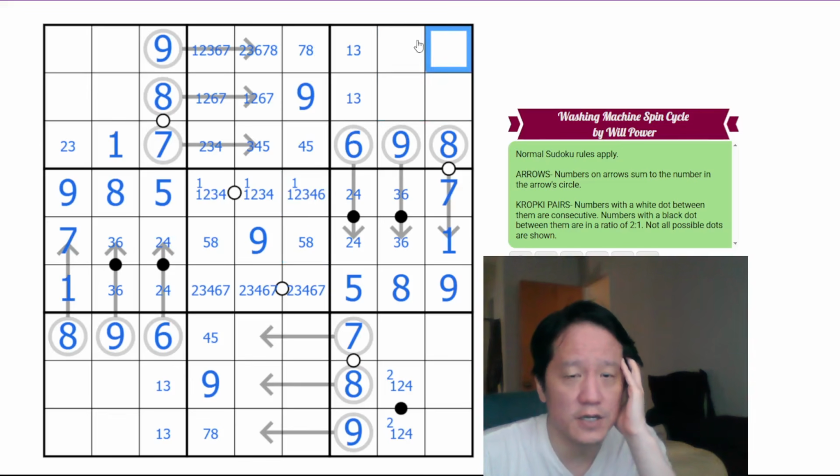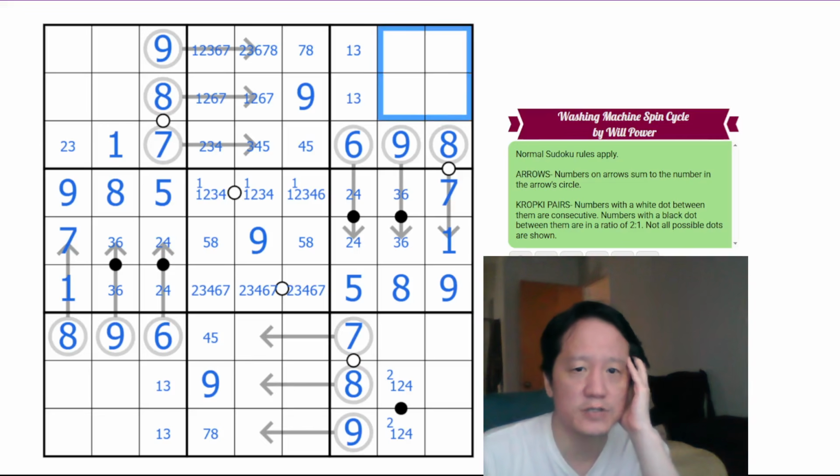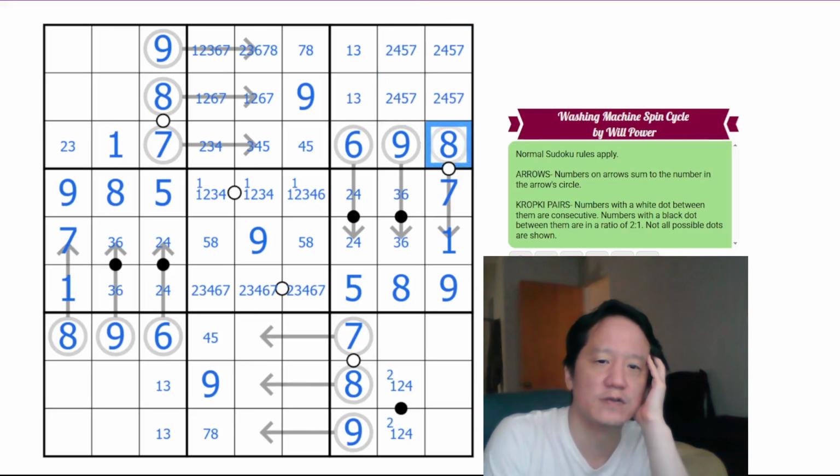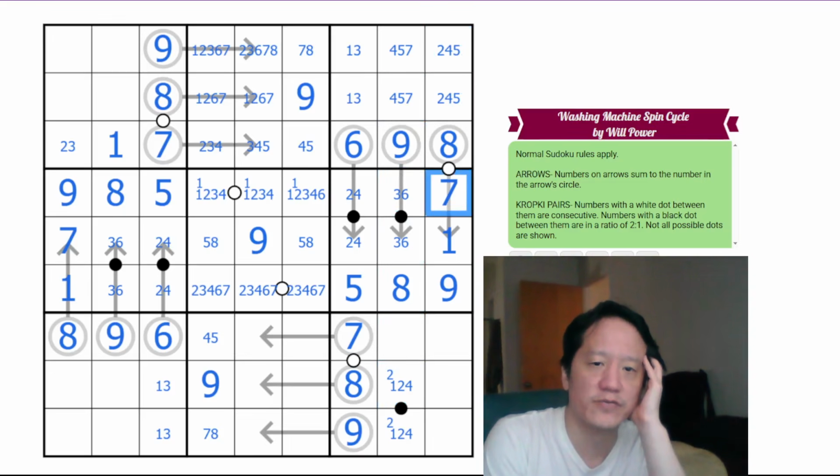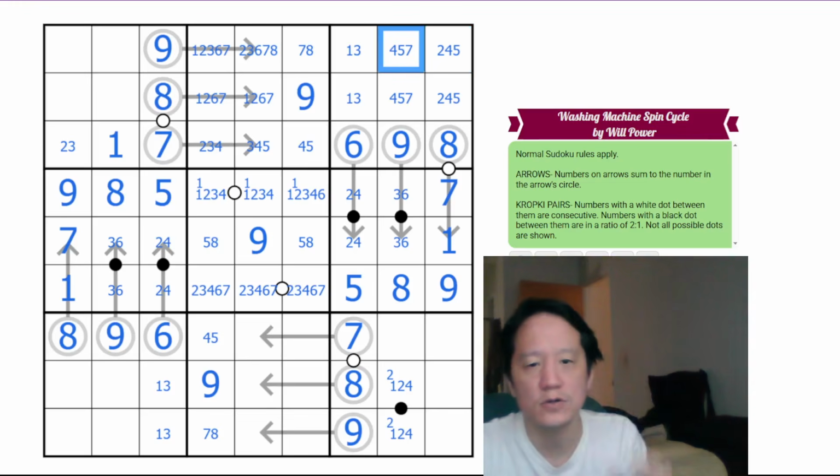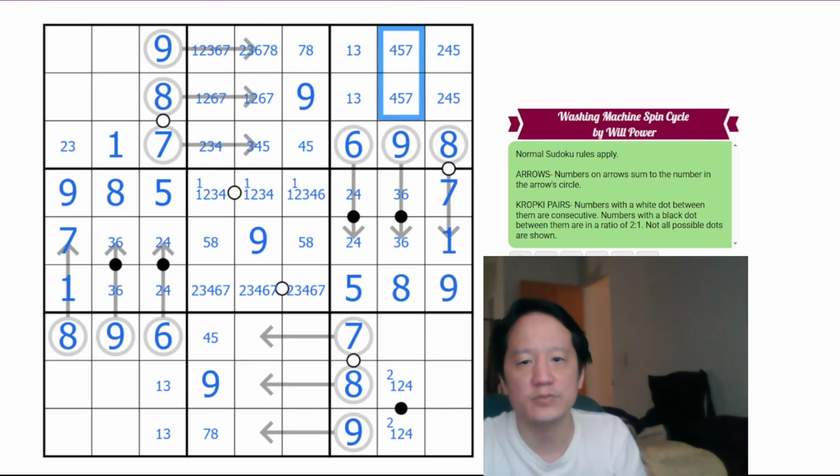Remaining digits in this upper right-hand box. We have 2, 4, 5, 7. 2 cannot be either of these because of 2 being in the column here. 7 cannot be any of these because of 7 in the column here. So we know 7 has to be one of these.